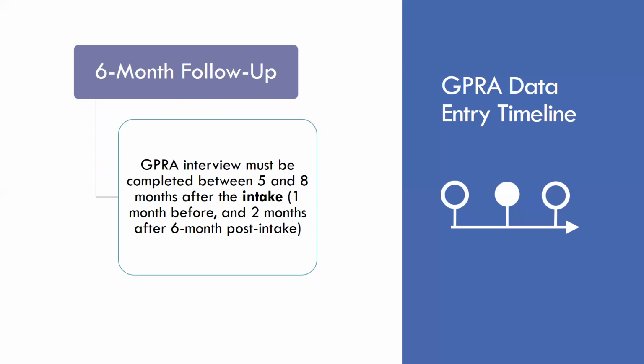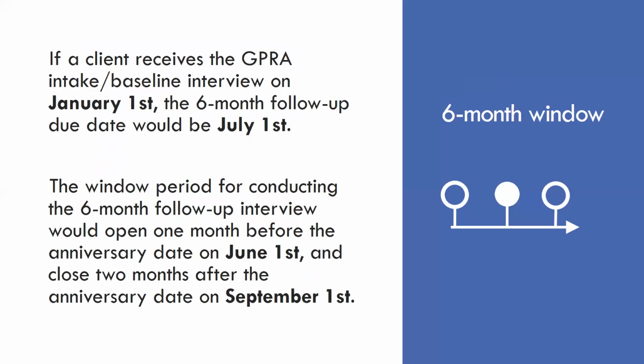However, SAMHSA does allow for what we call a 3-month follow-up window. And that means you actually have between 5 and 8 months to complete the 6-month follow-up interview. So if your client intakes on January 1st, the 6-month follow-up due date will be July 1st. But they're eligible to complete that 6-month follow-up interview in that 5 to 8 month window. So between June 1st and September 1st is when that client can actually complete that interview. So a little bit of a grace period there, which is very helpful because we know that sometimes at 6 months, people can be very difficult to follow up with.